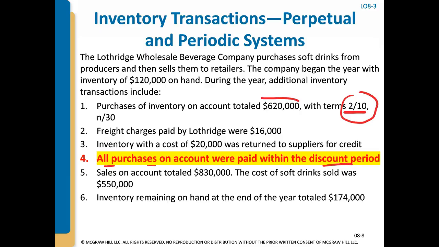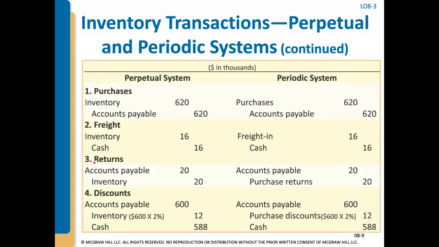However, when we bought the inventory, we bought 620,000, but then on item number 3, we returned 20,000. So we have to reduce this amount by 20,000. So our accounts payable balance is now only 600,000, and that's what we get a discount on. We get a discount of 2% on the 600,000, which equals 12,000. Okay, so let's see what that entry is.